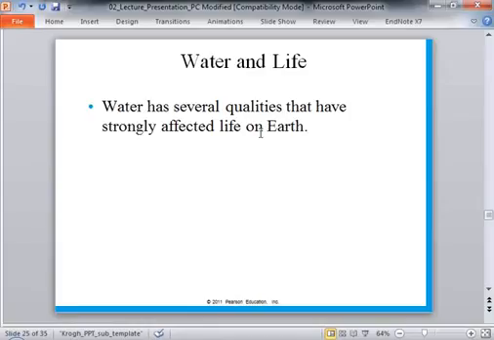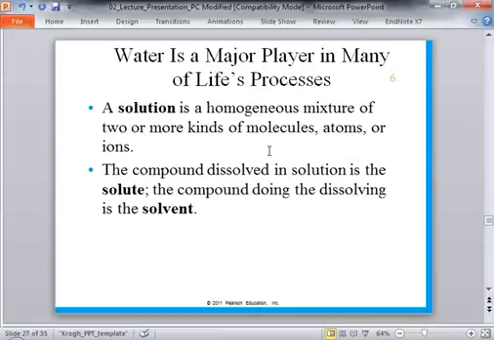So, we talked about water a little before. Let's talk about it again real quick. Water has several qualities that have strongly affected life on Earth. A solution is a homogeneous mixture of two or more kinds of molecules, atoms or ions, and the compound dissolved in the solution is known as a solute. The compound doing the dissolving is known as the solvent. And so the easiest example of a solution is salt water.